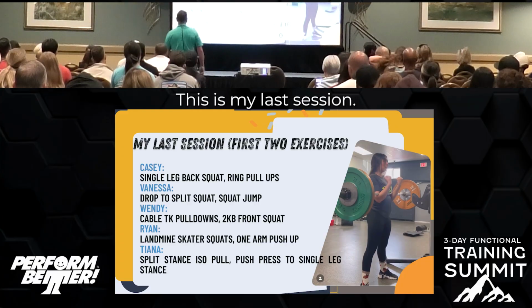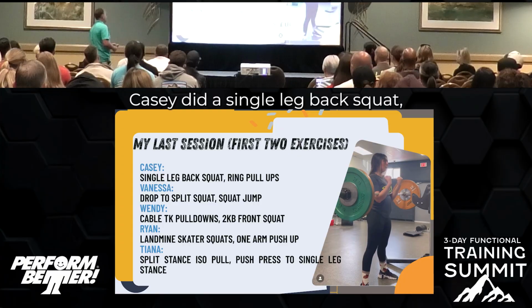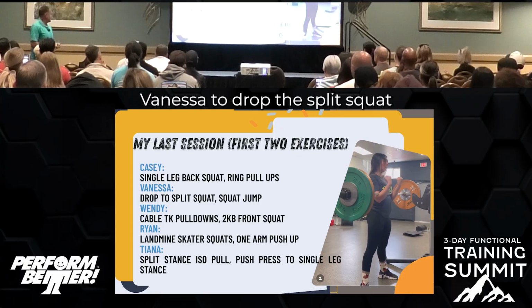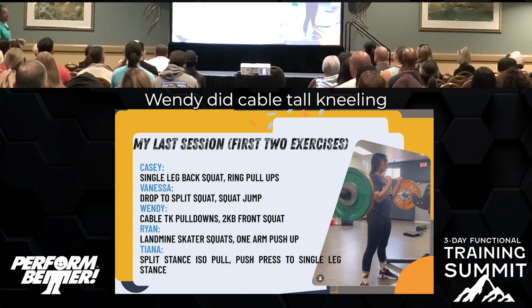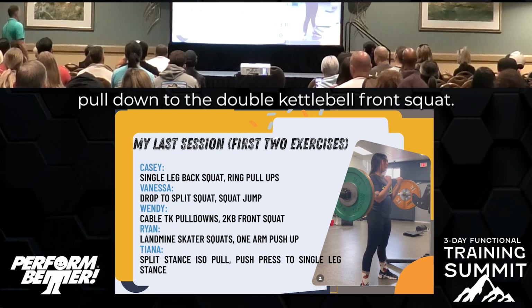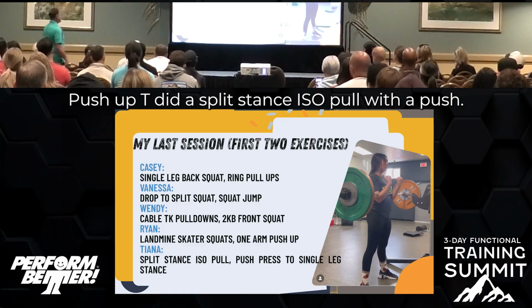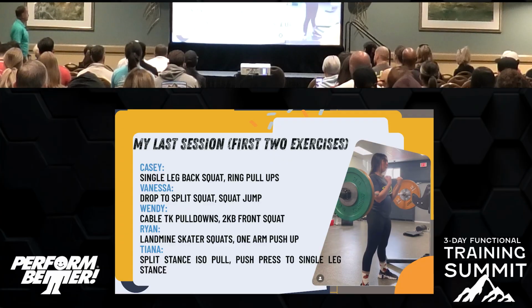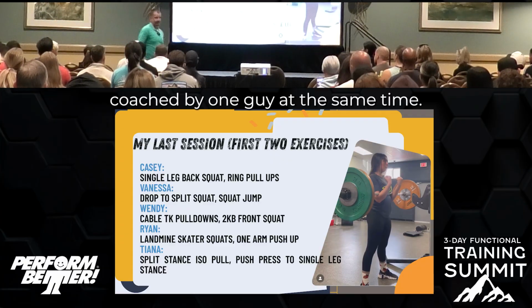This is my last session. There's a lot of different stuff here. Casey did a single leg back squat, his first 2 exercises paired with ring pull-ups. Vanessa did drop the split squat with half kneeling full compress. Wendy did cable tall kneeling pull downs with a double kettlebell front squat. Ryan did landmine skater squats, 1 arm push up. T did a split stance iso pull with a push press to single leg stance. 10 different exercises coached by one guy at the same time.